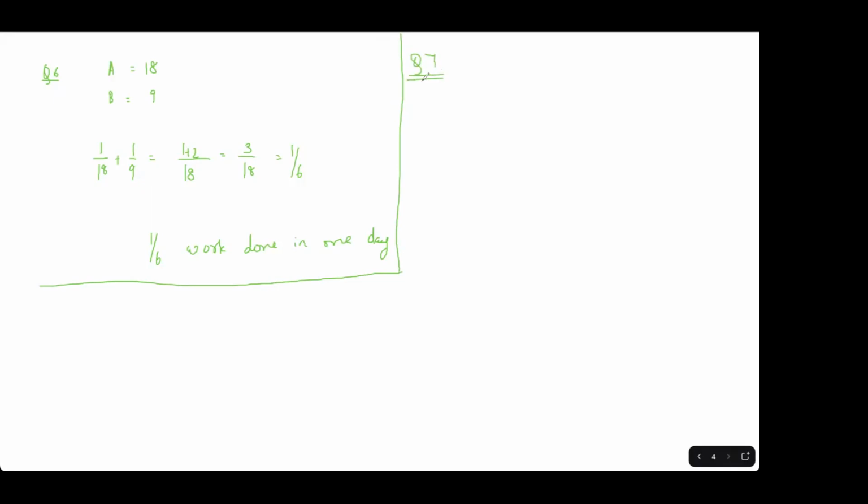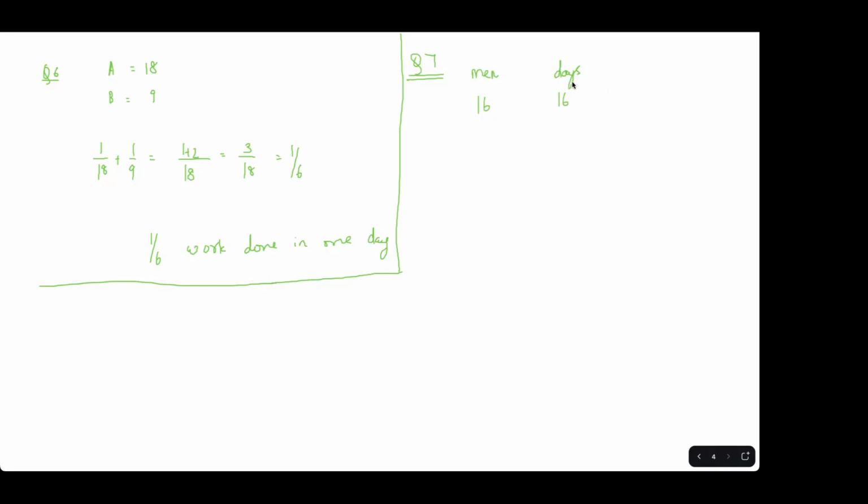Question number 7. A certain work can be completed by 16 men in 16 days. So men and days. So 16 men can do it in 16 days, total work. 4 days after they started the work, 8 more men joined them. In how many days will the job be completed now?